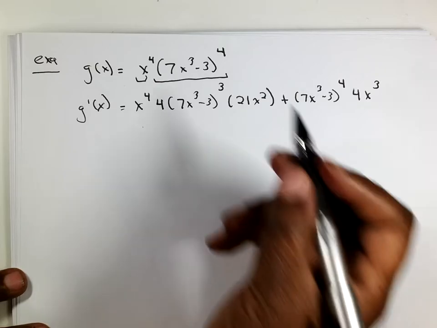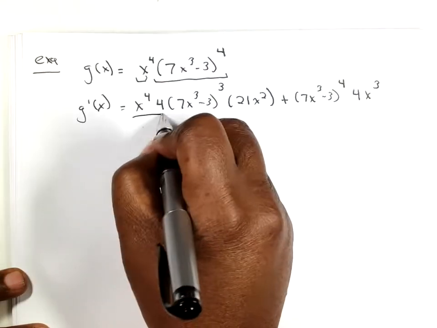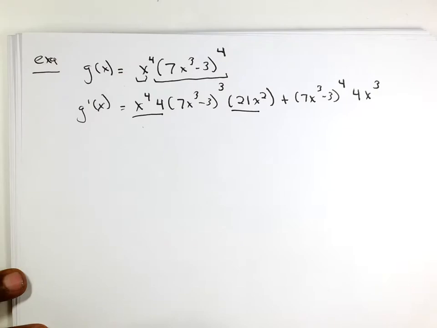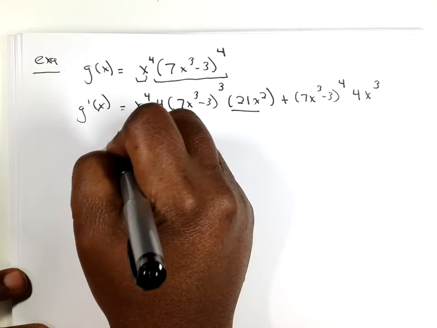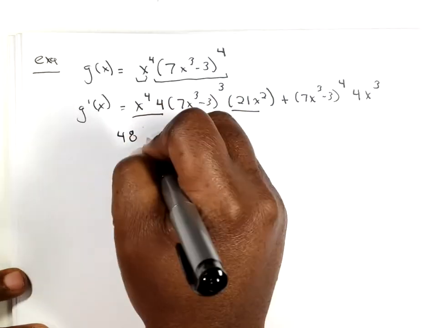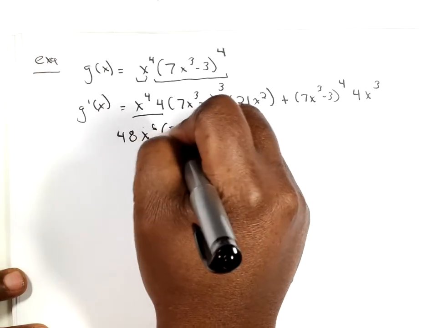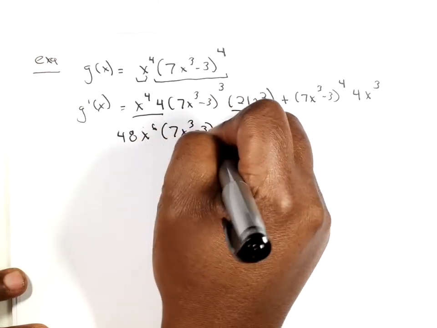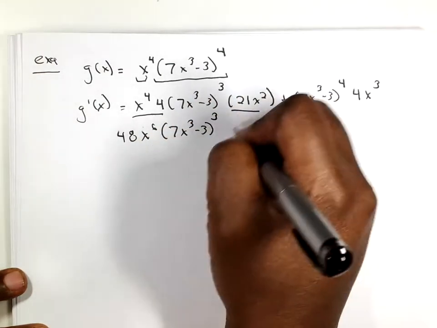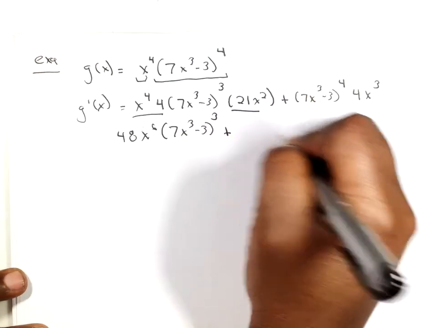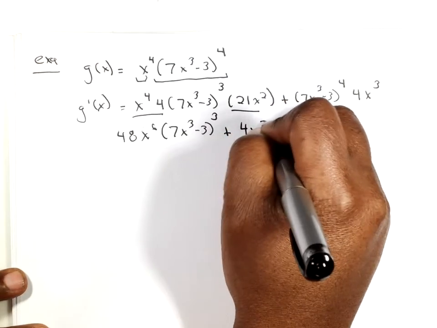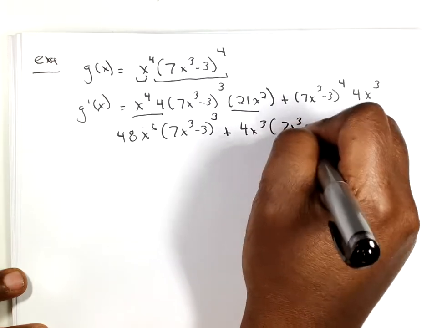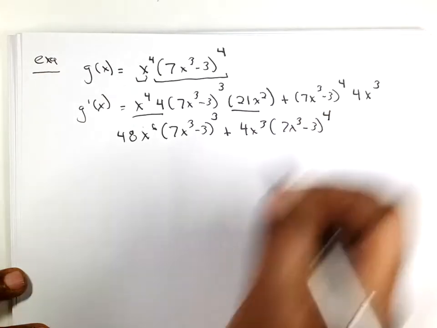So I'm going to clean it up. I'm going to multiply these two pieces together. So that's going to give me 48x to the 6th times (7x cubed minus 3) to the 3rd power. And then the second piece is just the 4x cubed times (7x cubed minus 3) to the 4th power.